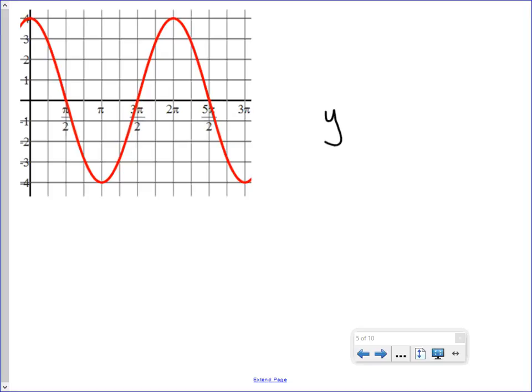Your goal is to write a y equals equation. I will say this, there is not necessarily one correct equation. There are multiple equations to write.